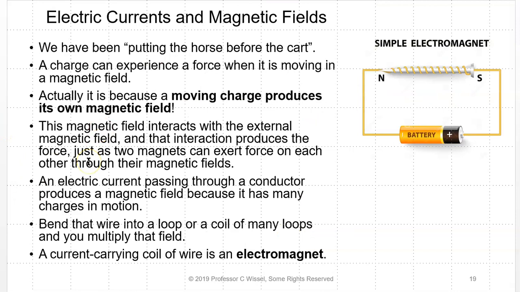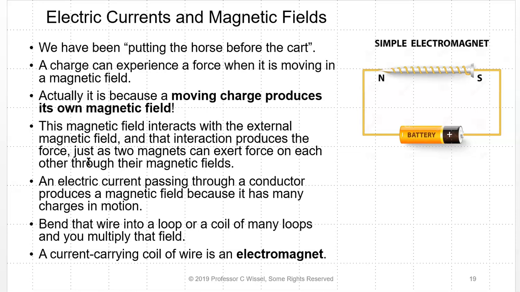Now, we've been kind of putting the cart before the horse. A charge can experience a force when it's moving in a magnetic field, but actually it's because the moving charge produces its own magnetic field. This magnetic field interacts with the external magnetic field, and that interaction produces the force, just as two magnets can exert forces on each other through their magnetic fields.